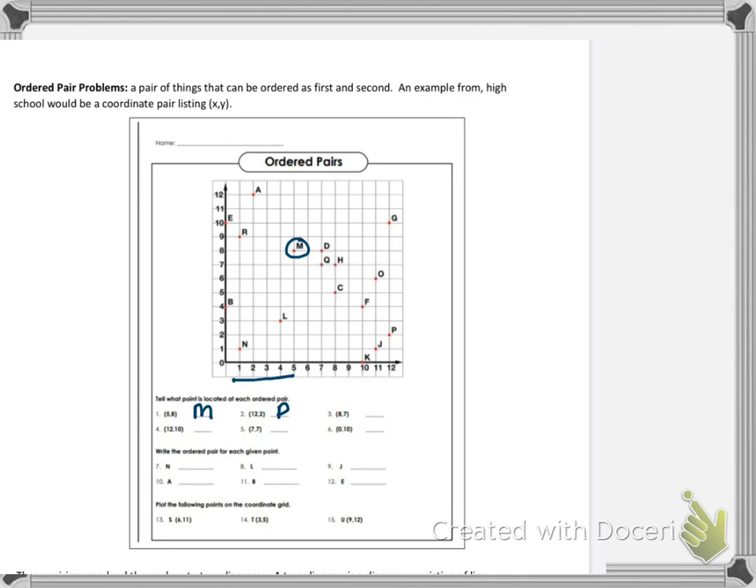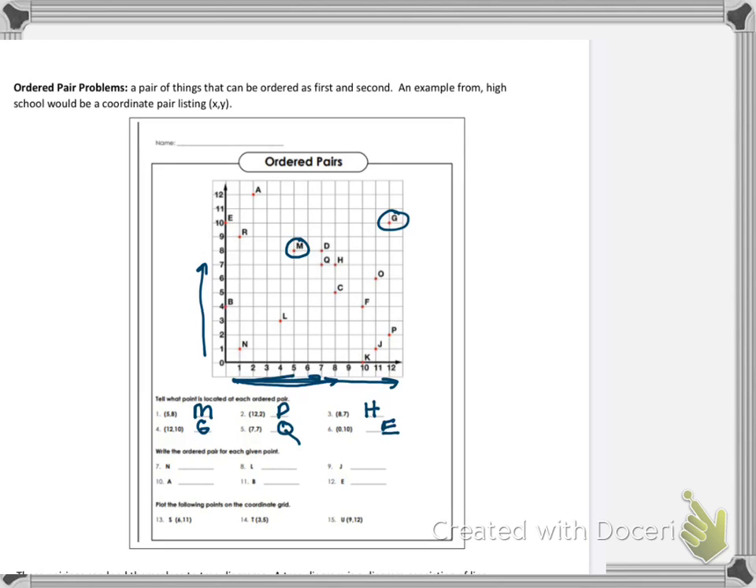Okay, the next one is 8, 7. Go over 8, and then go up 7. So 8, 7 is going to give you h. Okay, the next one, 12, 10. Go over 12, and then go up 10, and that's going to give me g. So 7, 7, go over 7, and then go up 7, and that's going to give me q. And then go over 0, and then go up 10, and that's going to give me e.